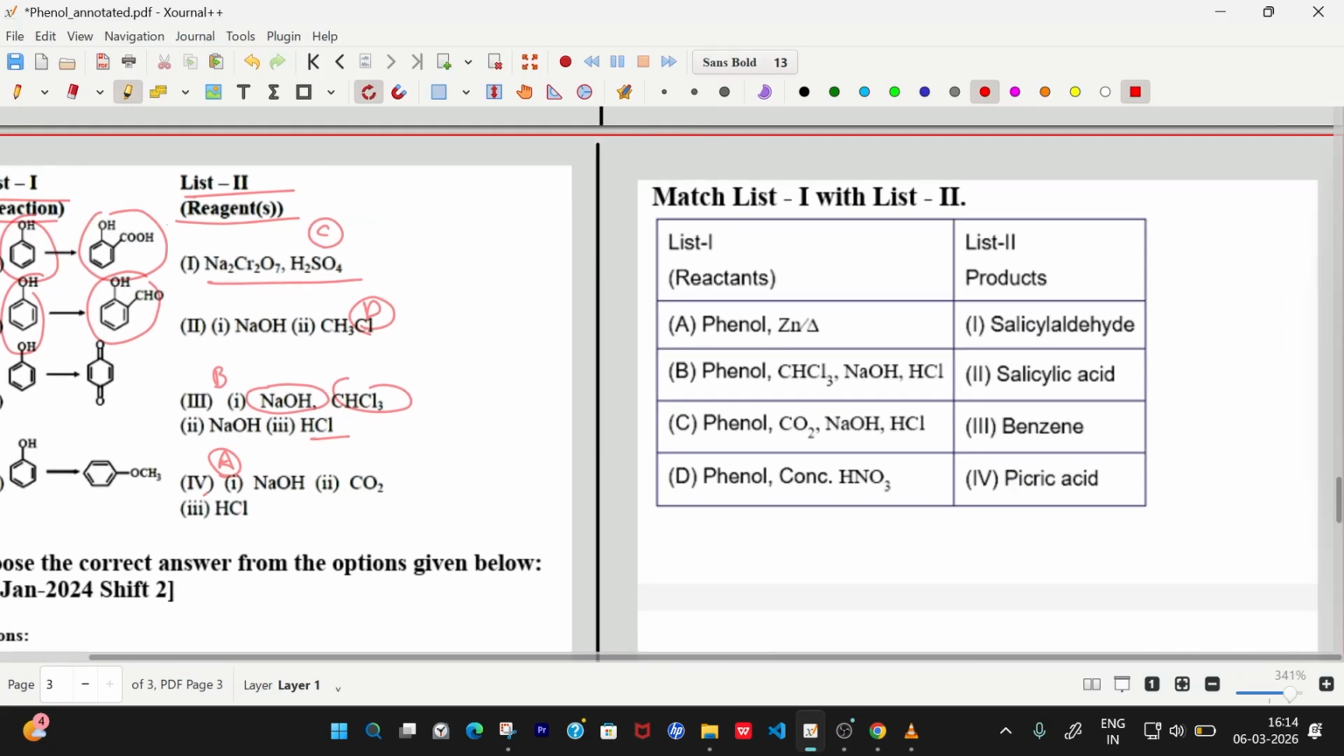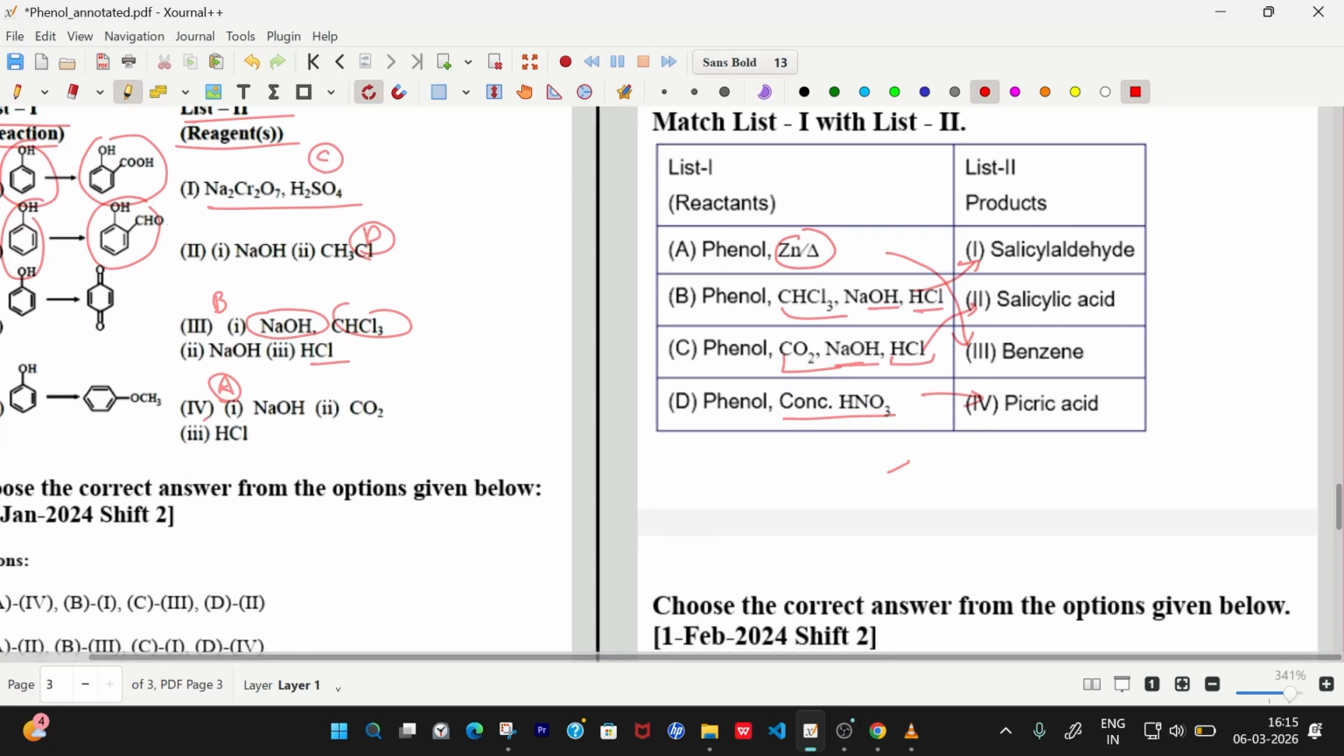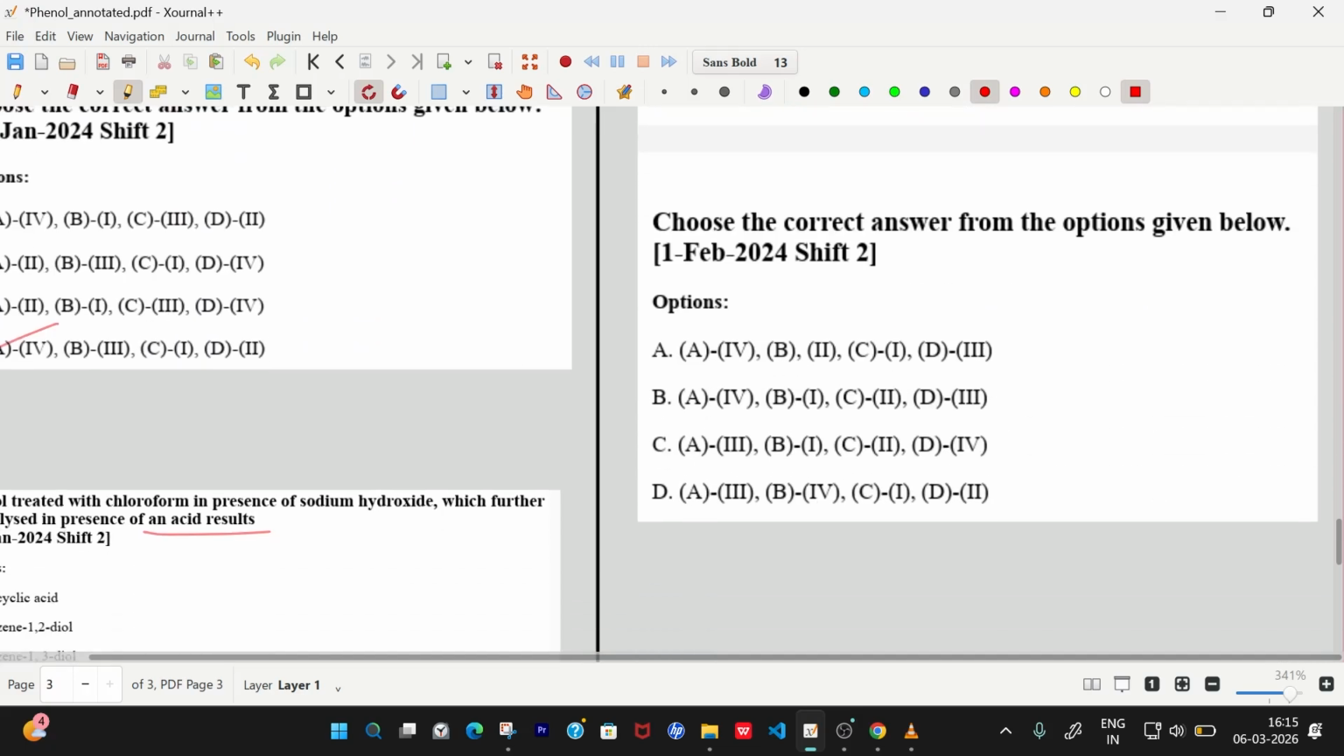And here are some more questions. Phenol is treated with Zn and heat. This will reduce into benzene, and phenol treated with CHCl3, NaOH and HCl will turn into salicylaldehyde, as this is a Reimer-Tiemann reaction. Phenol with CO2 and HCl is a Kolbe reaction, and phenol with concentrated HNO3 will move to picric acid. So after matching all these, we will get C as your correct answer.